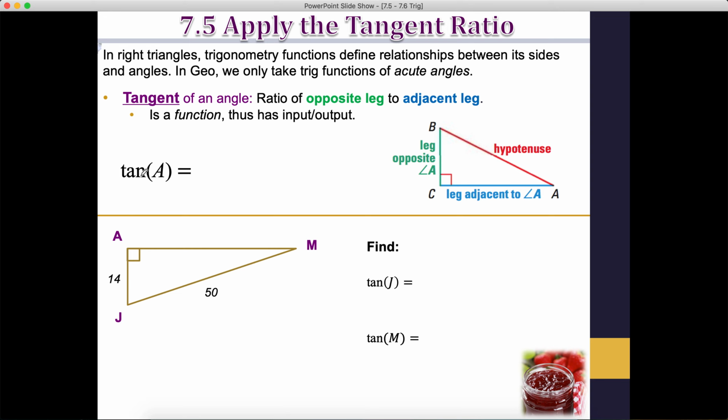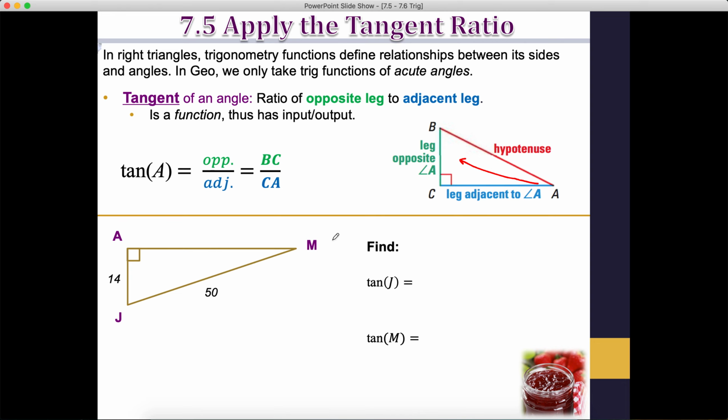So in this case, if I'm looking at the tangent of angle A, it's a ratio, so it's going to involve a fraction, and the numerator is going to be the opposite leg, which for us is BC, and the denominator is going to be the adjacent leg, which is the blue one, which is AC. So in general, the tangent of any angle is going to be opposite over adjacent. And in this particular case, it's BC over CA. So let's do some stuff with this.